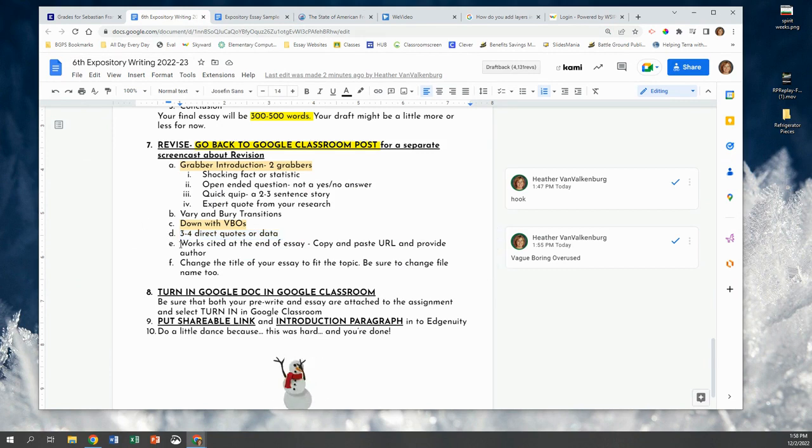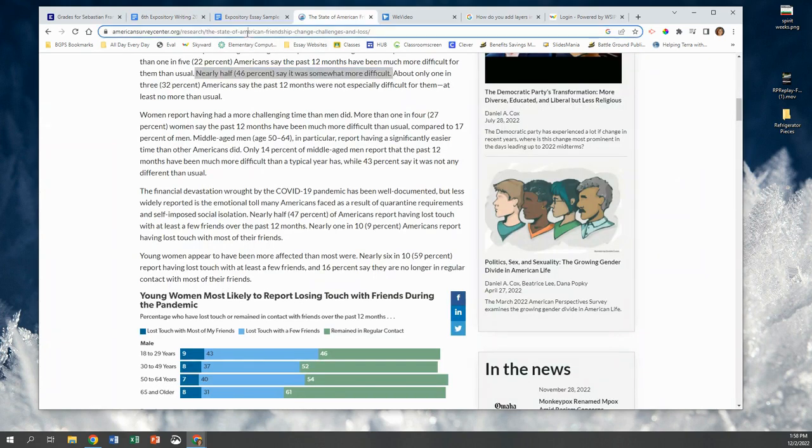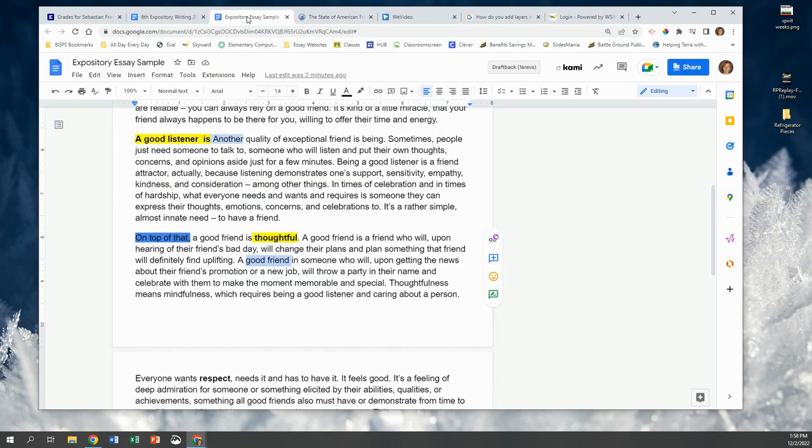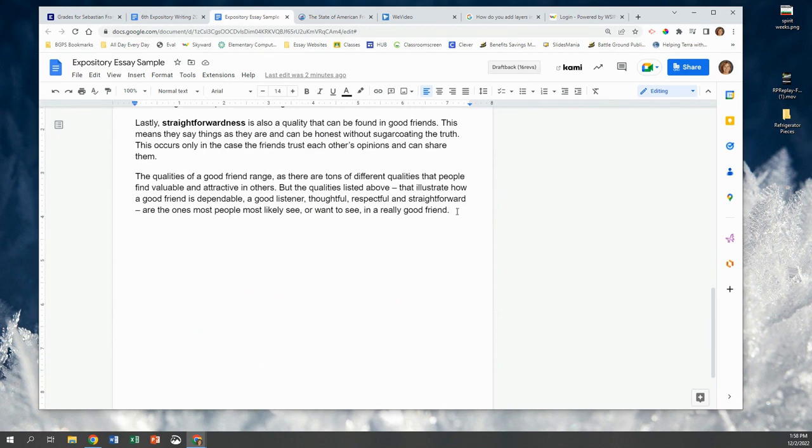Now, at the end of your essay, as 6th graders, you do not have to have your works cited page be in any particular format. If you're comfortable with that, do it. It is the expectation for 7th grade and 8th grade. But at the end of our essay, we need to copy and paste the URL and provide the author. So real simple. I'm going to copy here, and I'm going to go to the bottom of my essay, and I'm going to paste it. And remember, Cox was the author. That is all you have to do.